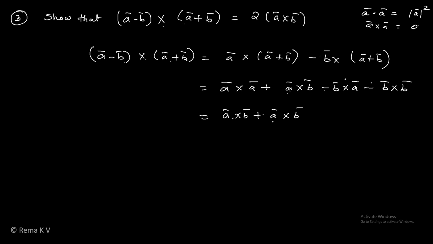Again, what about this B cross B? It is equal to 0, applying the same result. The cross product of a vector with itself is a 0 vector. So this is equal to 0. Now we can write this as A cross B plus A cross B, which is 2 into A cross B. This is what we have to prove.